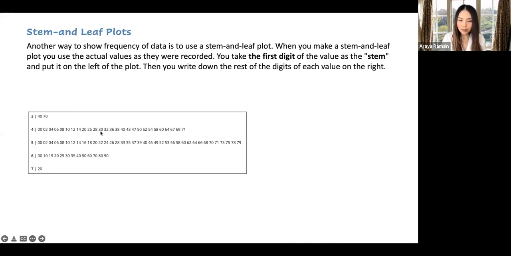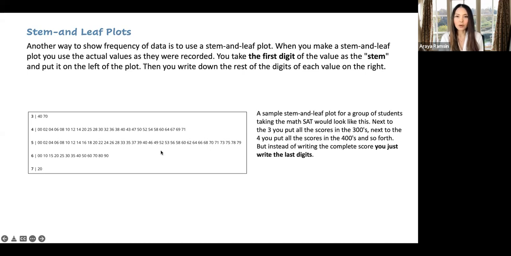So you take the actual values, but in order to make a stem and leaf plot, you have to take the first digit of the value as the stem. So these are stems, and you put them on the left of the plot. Then you write down the rest of the digits of each value on the right, over here like this. So a sample stem and leaf plot for a group of students taking the math test that we just looked at previously would look like this.